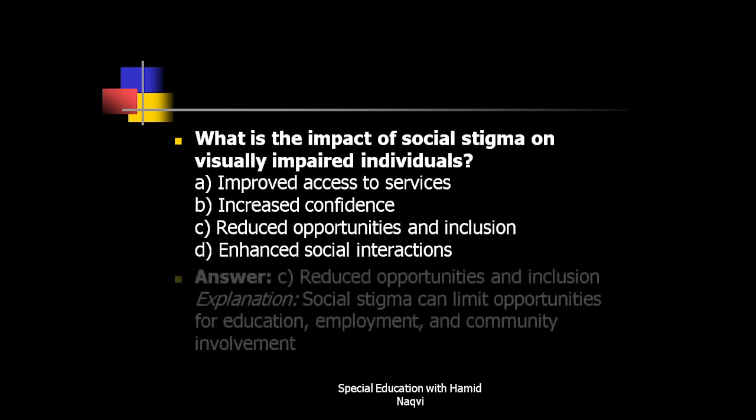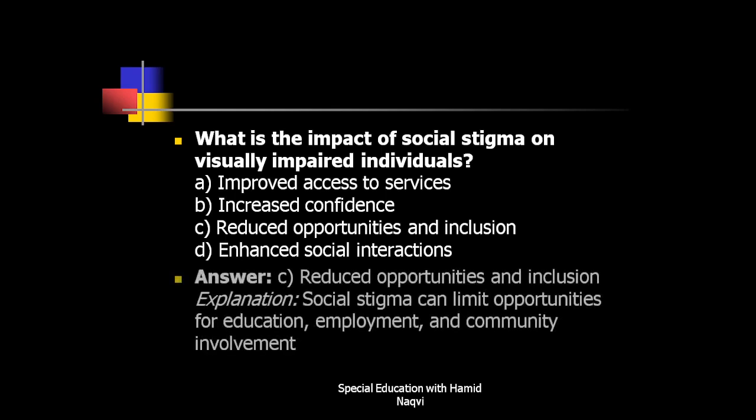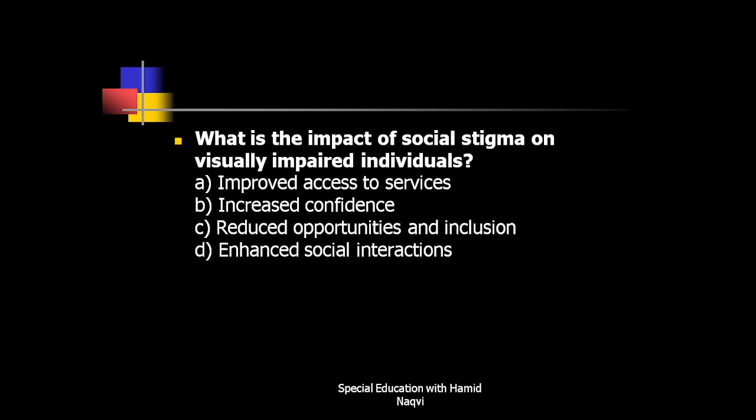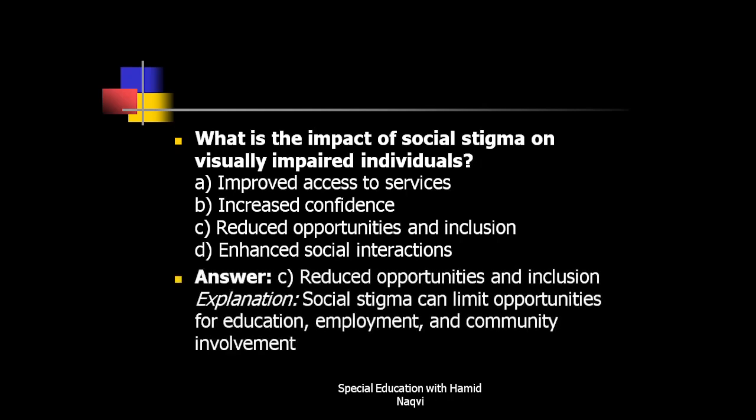Next is what is the impact of social stigma on visually impaired individuals? Improved access to services, increased confidence, reduced opportunities and inclusion, or enhanced social interactions? The answer is reduced opportunities and inclusions. Social stigma can limit opportunities for education, employment, and community involvement.